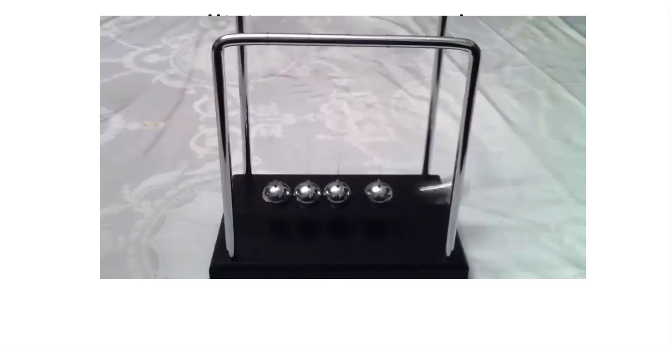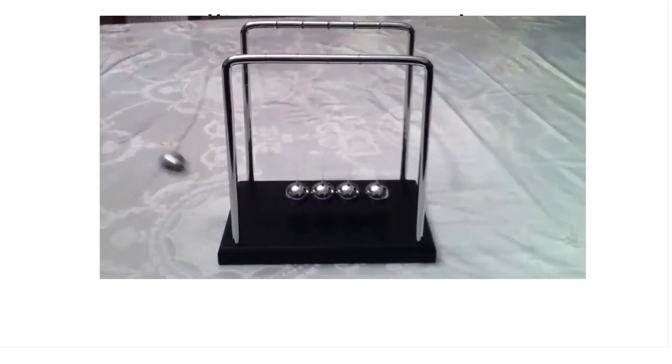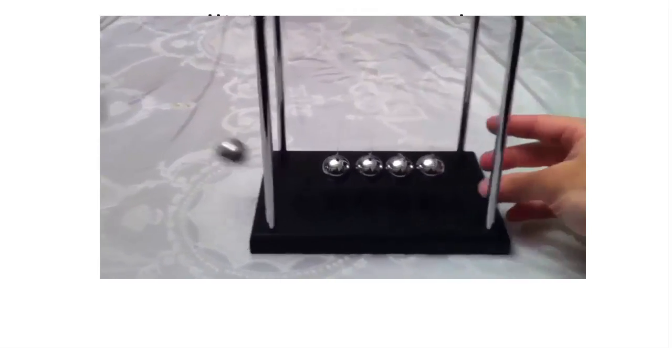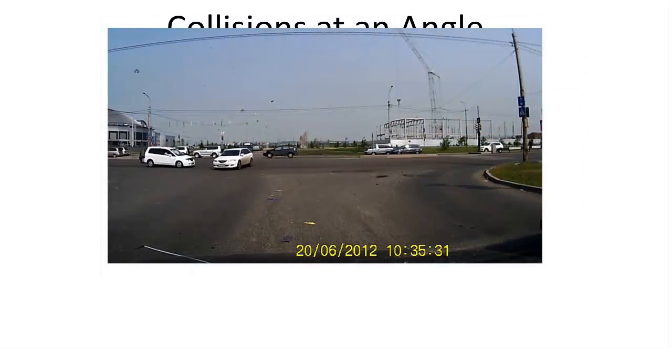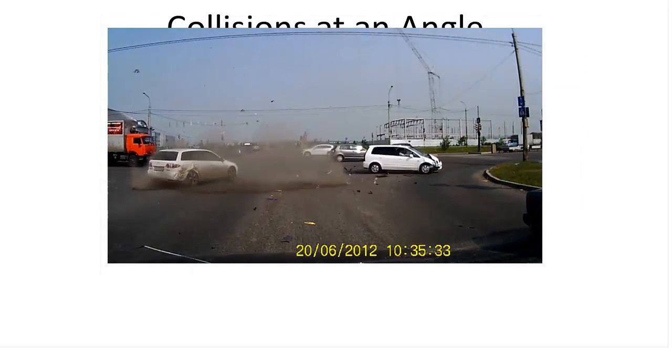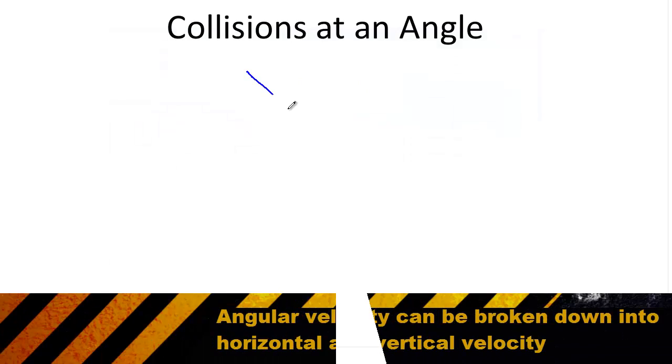Everything we've seen up till now is when two objects are hitting each other head-on. But what about when objects collide at an angle? Well, that's going to make things a little bit more complicated. In physics, when something is traveling at an angle, we generally break that down into its x and y components, which means we look at an angular velocity as two separate but combined velocities. In this case, we'd have a velocity going down and also a velocity going to the right.